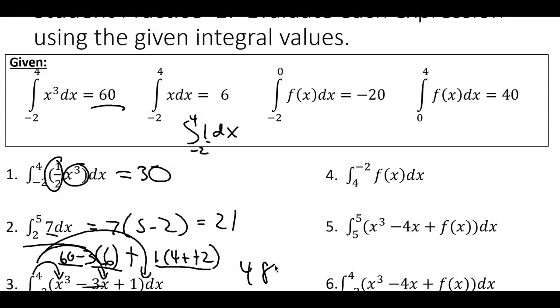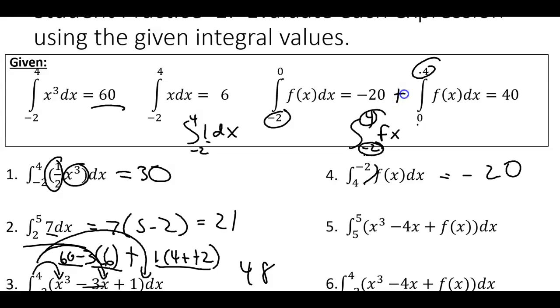Now, the next one, we should have ended up with -20. Now here's why. The first thing you should have done is switch that 4 and -2. So if you switch those, you get this. Now, we do have integrals for f of x. They go from -2 to 0 and 0 to 4, but this one goes from -2 to 4. Well, it starts where this one does and it ends where this one does. That's the one where you add those two things together to get the total.